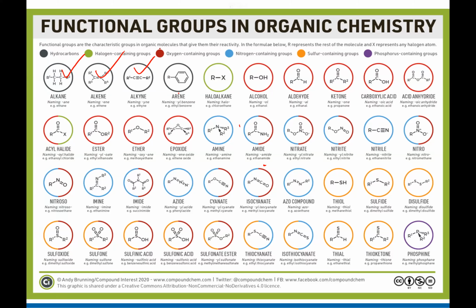But what you guys need to know, and I'll do this in purple, are alcohols, aldehydes, ketones, carboxylic acids, and then we had ester and ether, and then we had amine and amide. So there's what, 1, 2, 3, 4, 5, 6, 7, 8 different functional groups that are important for you all to understand.